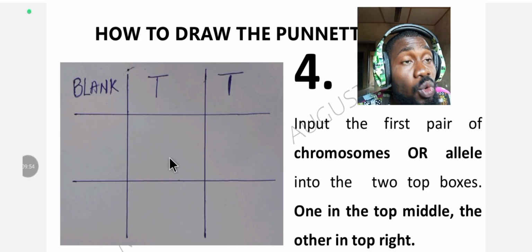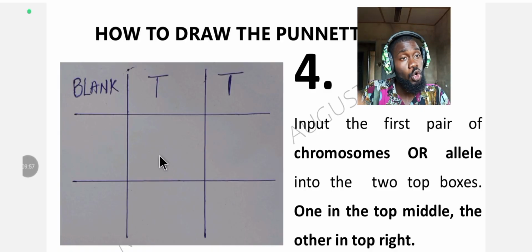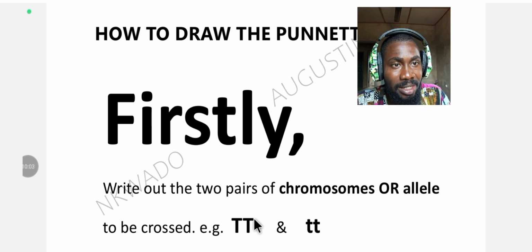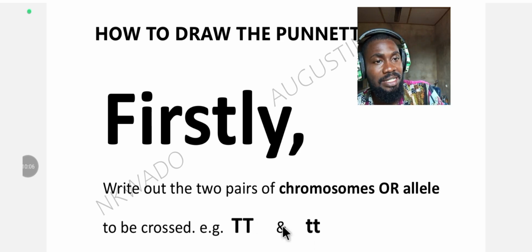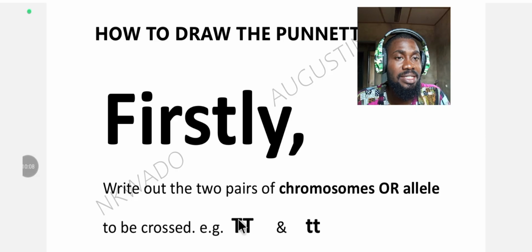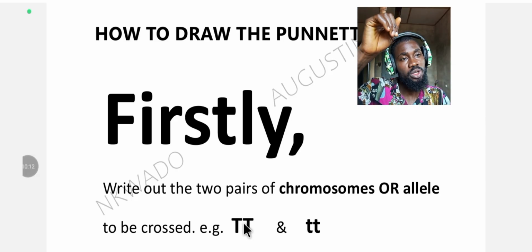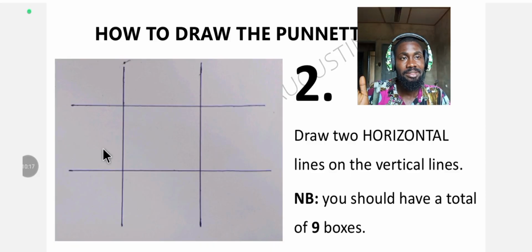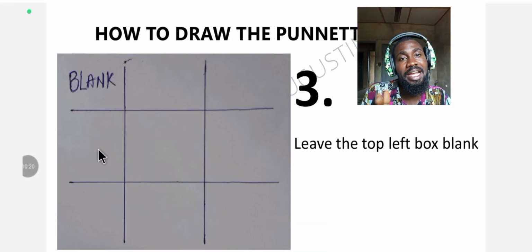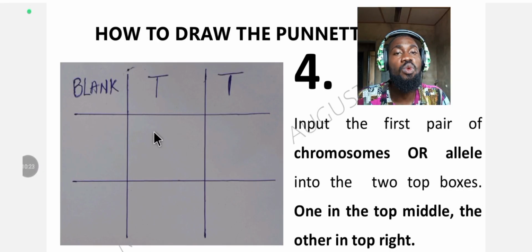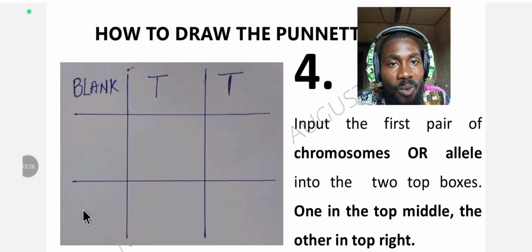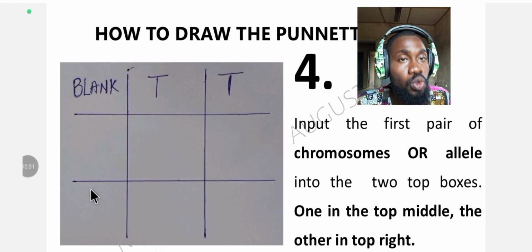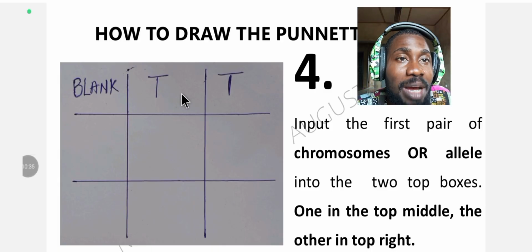So let's go back and look at the alleles we want to cross at first. These are them: capital letter T, capital letter T, and small letter t, small letter t. So the first one is this capital TT. We are going to put it at the top. Or you can also decide to put it on the left side instead of the top. But depending on the one you feel is easier for you, do the one that's best for you. So put two of them at the top, TT.